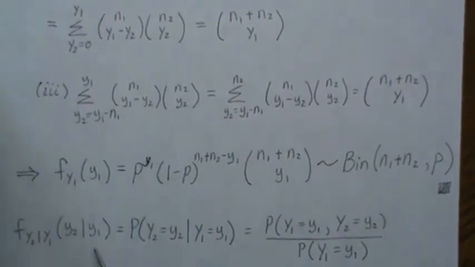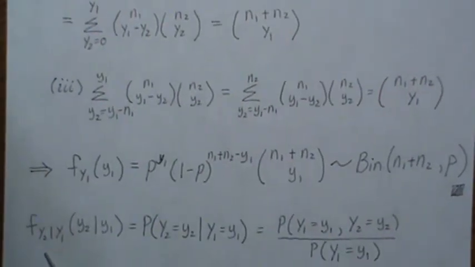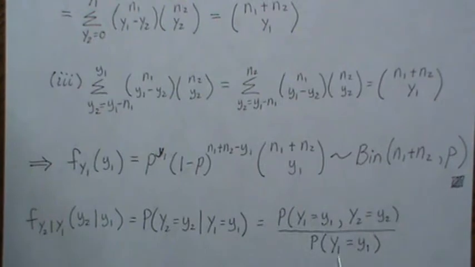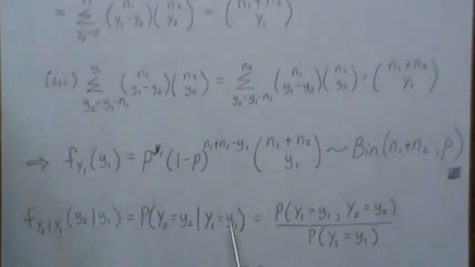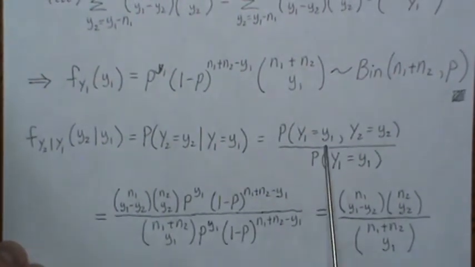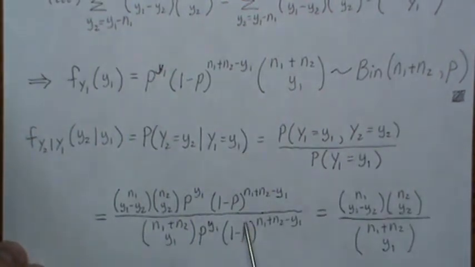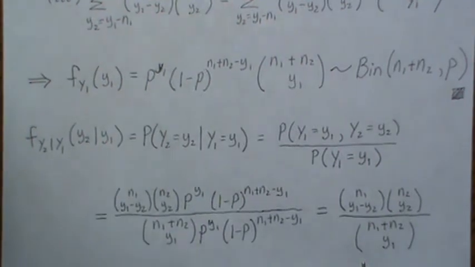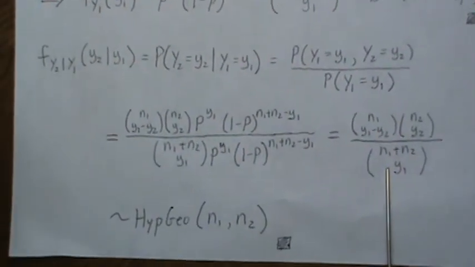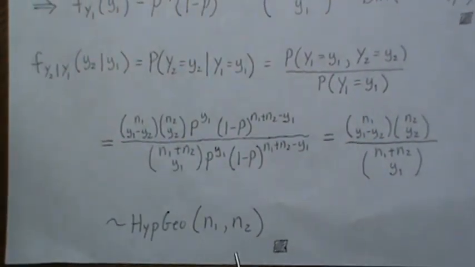So now let's look at the conditional distribution of Y2 given Y1, which is this probability, which can be written like this. Now we just derived both of these cases. So we put the densities, this is the top and that is this, and then things cancel out and we're left with this. Well, on close examination, this is a hypergeometric with N1 and N2 as the population sizes.